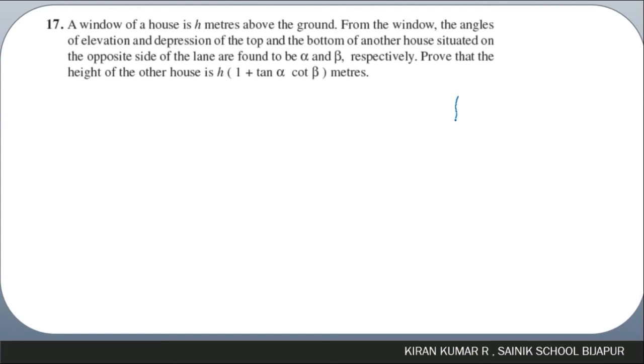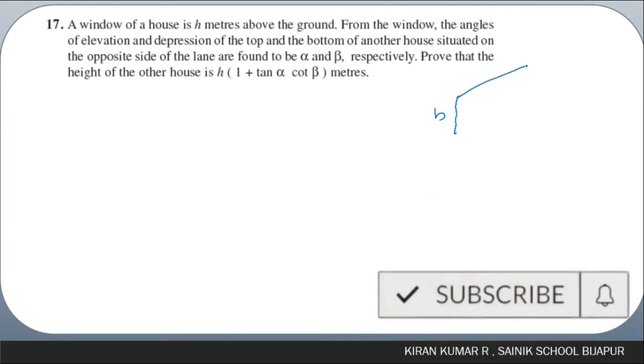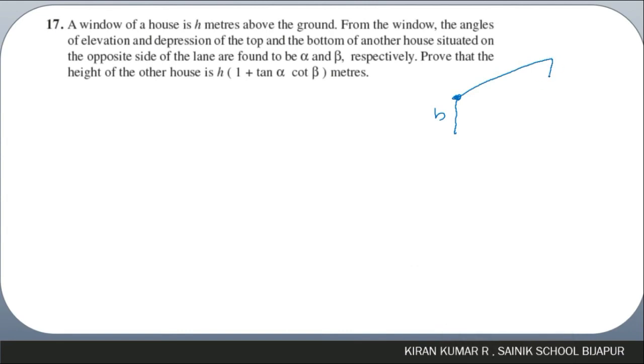Let me consider the window which is at h meters above the ground. The top and the bottom are viewed through the window from this point. This is the house. Let me draw a horizontal here first. This is the top, which is viewed with an angle of alpha, and the angle of depression of the bottom is beta. Let me consider the height of the house to be x. So this will become h, and this remaining distance is x minus h. Let me consider the distance between the house and the window to be some y units.